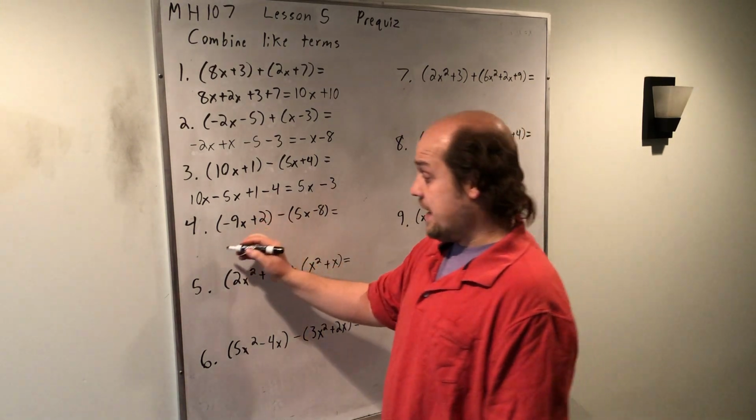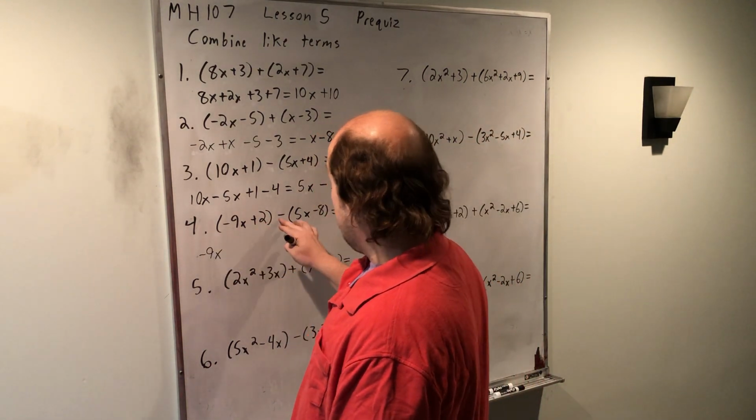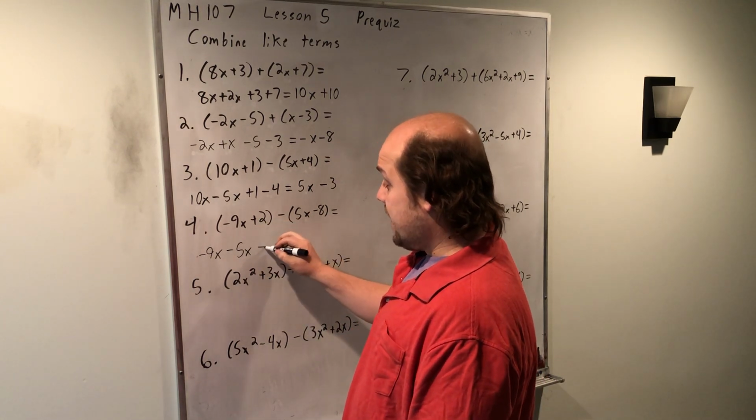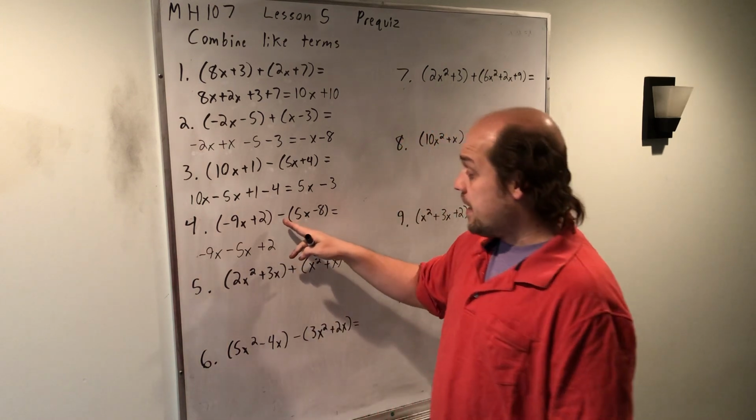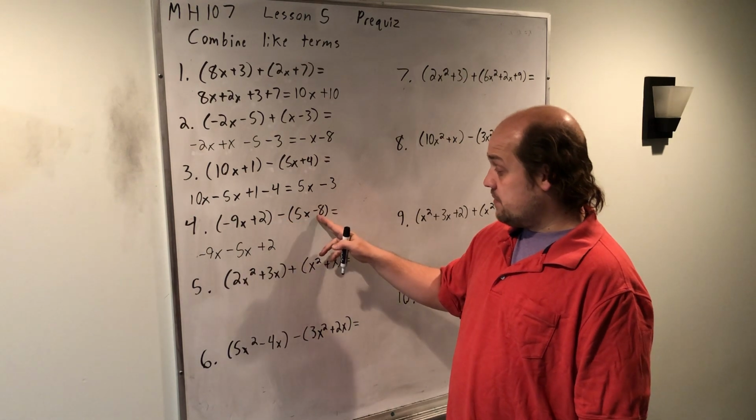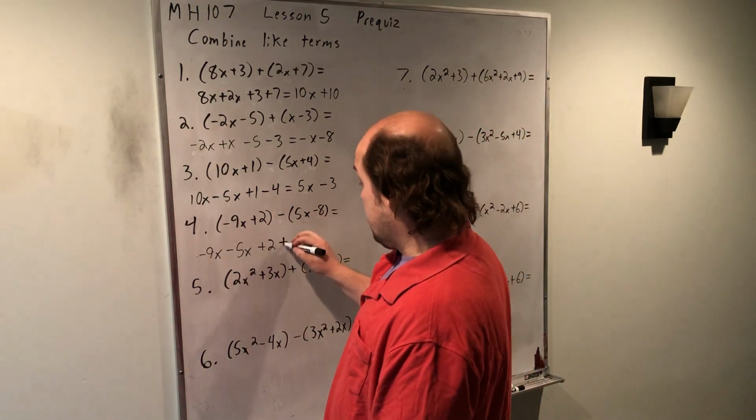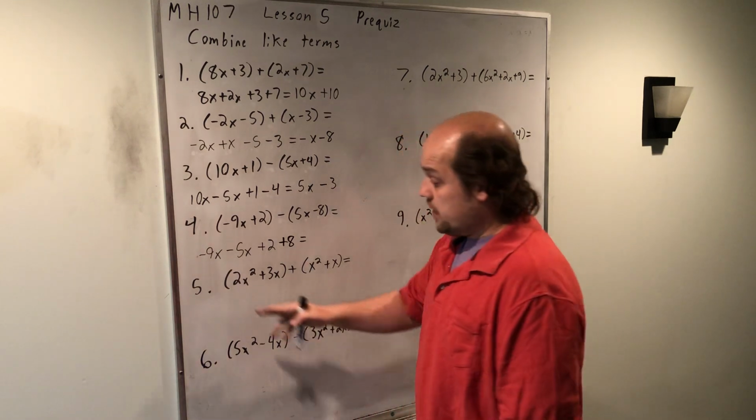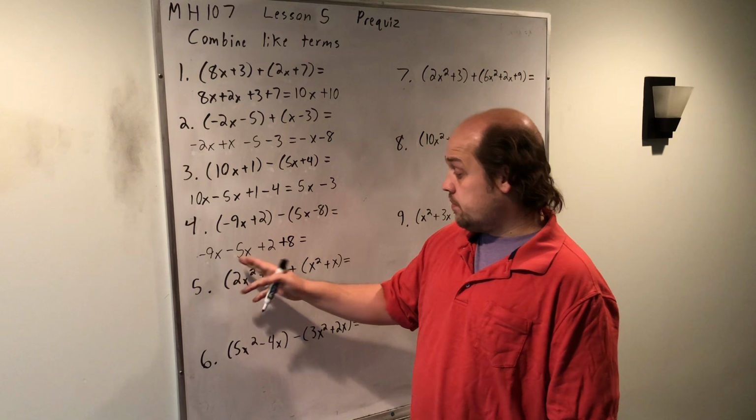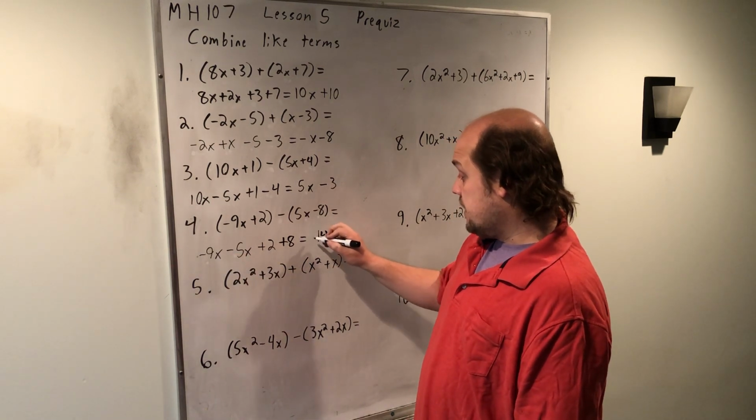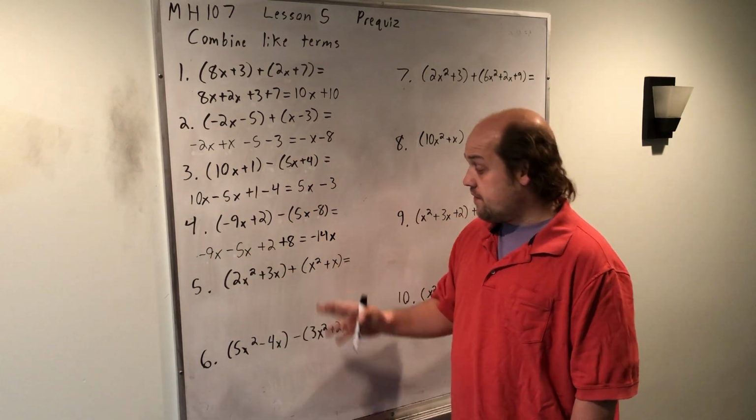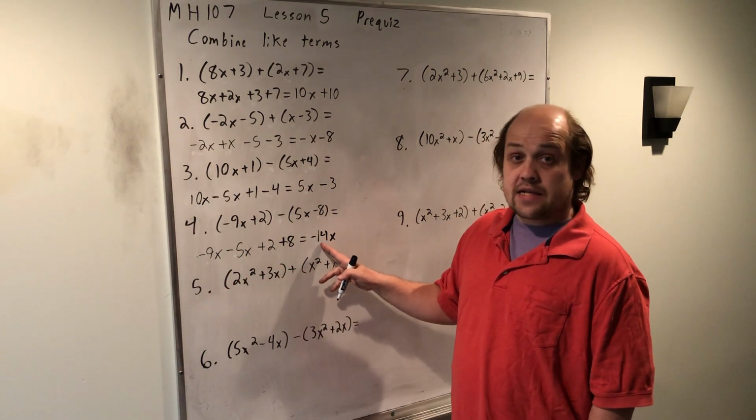Problem 4, I'm going to bring down the negative 9x. I'm going to apply this negative to the 5x to get negative 5x. I'm going to bring down the positive 2. When I apply this negative, negative times a negative 8 gives me a positive 8. I then combine like terms, a negative and a negative. Since they have the same sign, I add. 9 plus 5 equals 14. And then I keep the negative sign. So I get negative 9x and negative 5x combines to negative 14x.